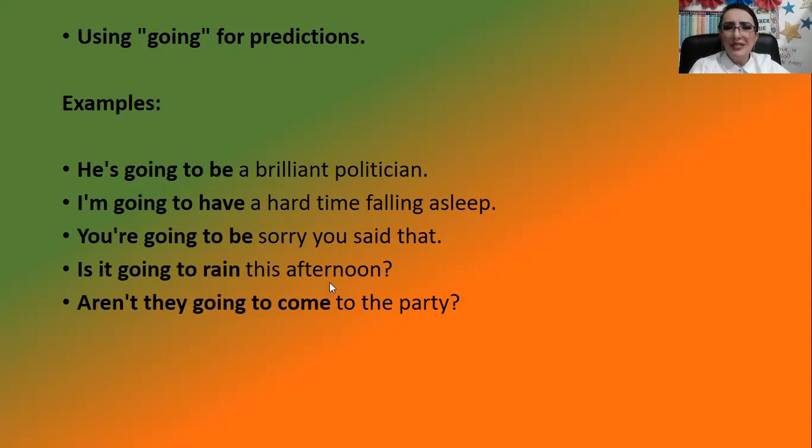Is it going to rain this afternoon? You are asking about something that maybe is going to happen. Aren't they going to come to the party? It's supposed that they are going to be coming with us. Aren't they going to be coming to the party? It's a prediction, but I know that maybe at the beginning it's a bit difficult because you can say, oh my goodness, it is almost the same.